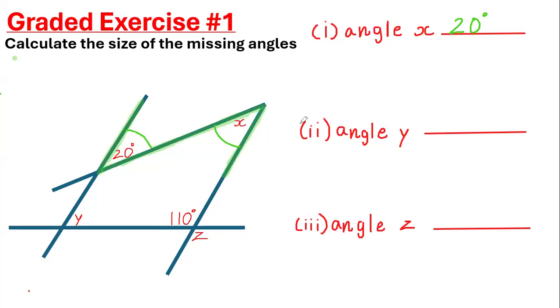How many persons got 20 for number for A? Very good, all right.